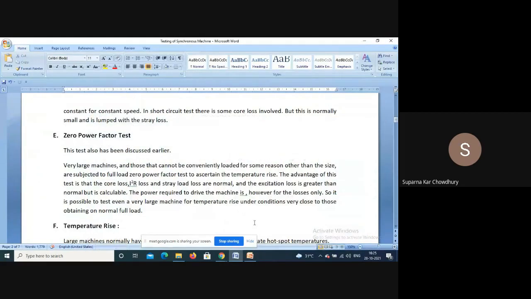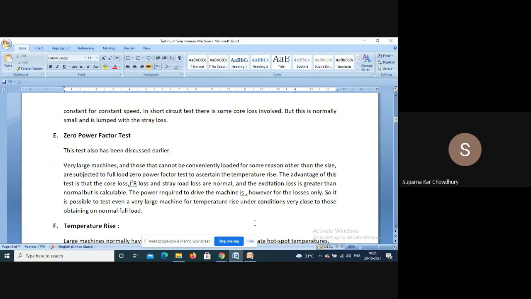Now, another advantage of the zero power factor test is that the core loss, I square R loss, and stray load loss are normal, because rated current is flowing. Therefore, there will be rated I square R loss in the stator, and correspondingly the stray load loss will also be normal. The core loss also will be normal, because the excitation is also in the normal range.